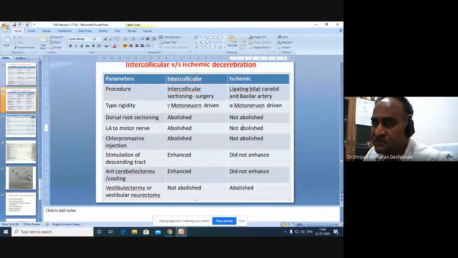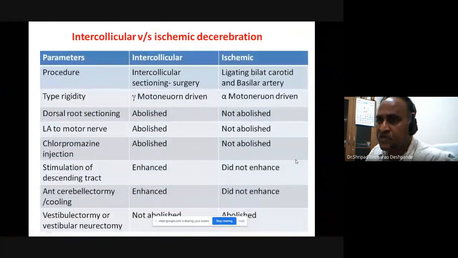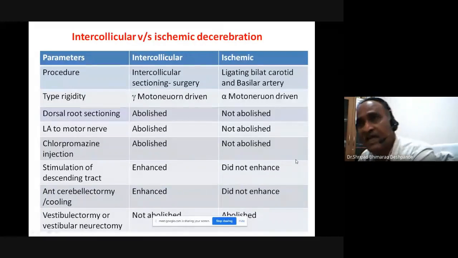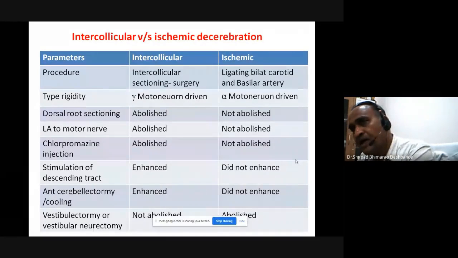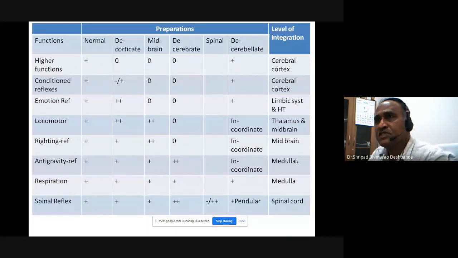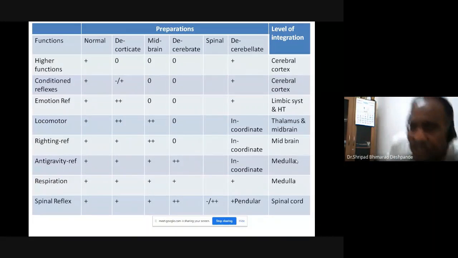So these are the differences between the intercollicular versus ischemic decerebration. I have just summarized them for your benefit, and you may not get them as clearly as I had written here. Now I move further. So this is some other thing.